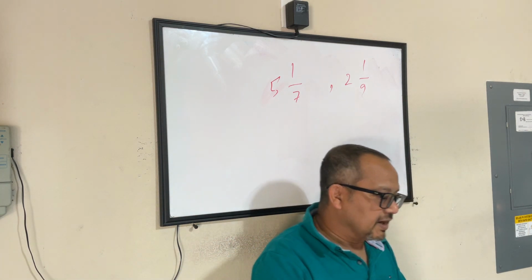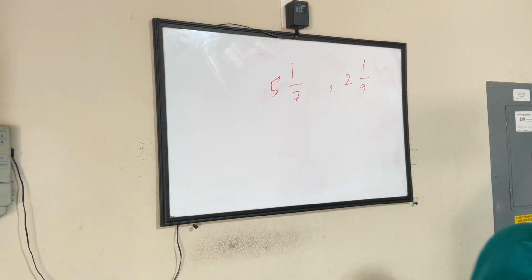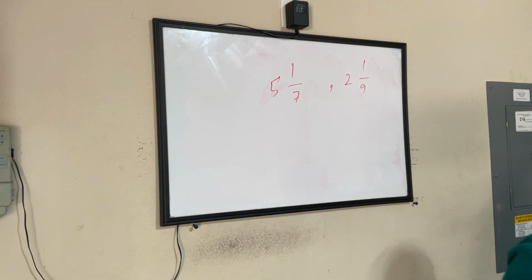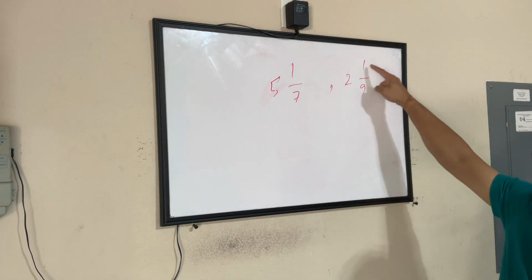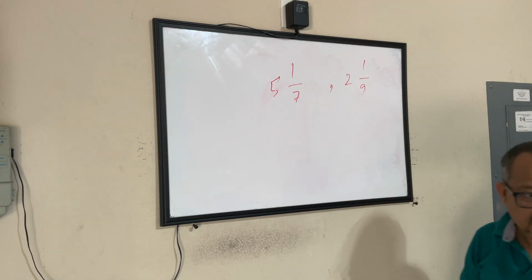So now I'm going with the assumption. So Nikhil, you also got it right? Okay. So this is 5 sevens 35 plus 1, 36 by 7, and this will become 2 nines, 18 plus 1, 19 by 9.